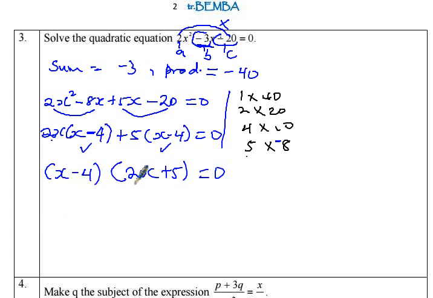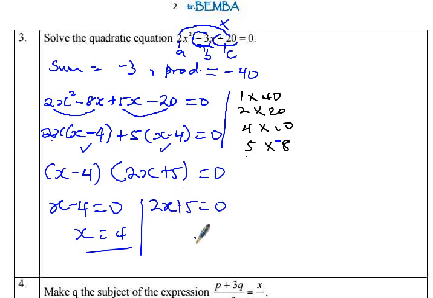Now that we are multiplying two numbers and we are getting 0, that means either this number here is equal to 0, and so when we solve we end up with 4. That is our first answer. Or this number here is equal to 0, and so when we take 5 to the other side, 0 minus 5 divided by 2, x should equal minus 5 out of 2. So this is our second answer, and that is our factorization method.